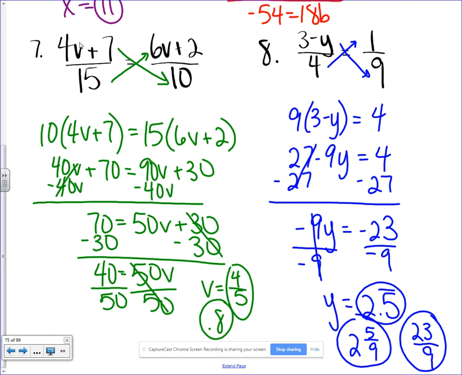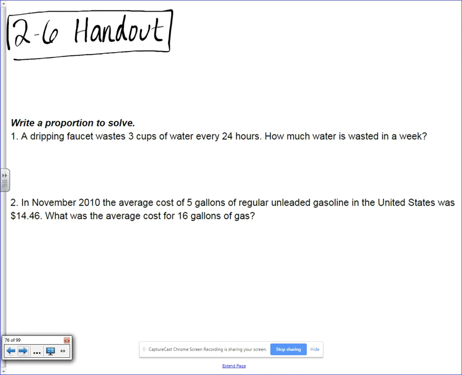When you're doing your proportion, you need to make sure that your ratios, your fractions, go in the same order. So here I have cups and I have time. So I need to make sure that I set up my ratios that way. Okay, so I have 3 cups for every 24 hours. And then I don't know how much water for a week.